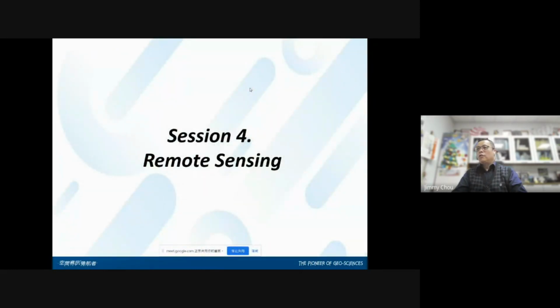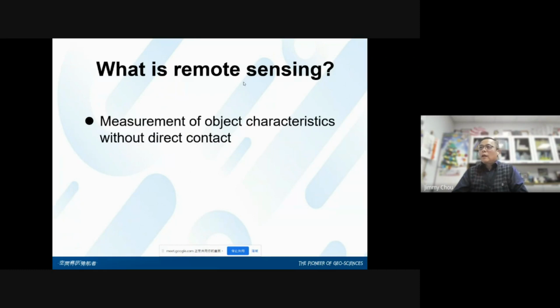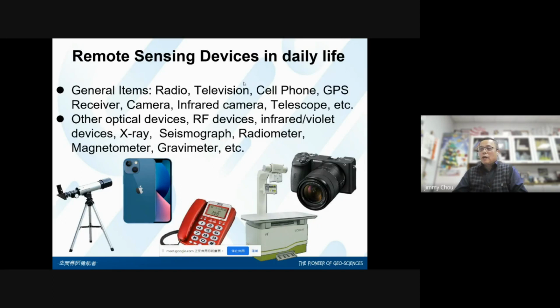So let me go to section 4 about remote sensing. What is remote sensing? You can remotely measure the characteristics of an object without real contact. You can use a camera, radio, or many other things. You can even make photos, or use a telescope. All those kinds of things we call remote sensing devices. And nowadays, there are so many remote sensing devices.